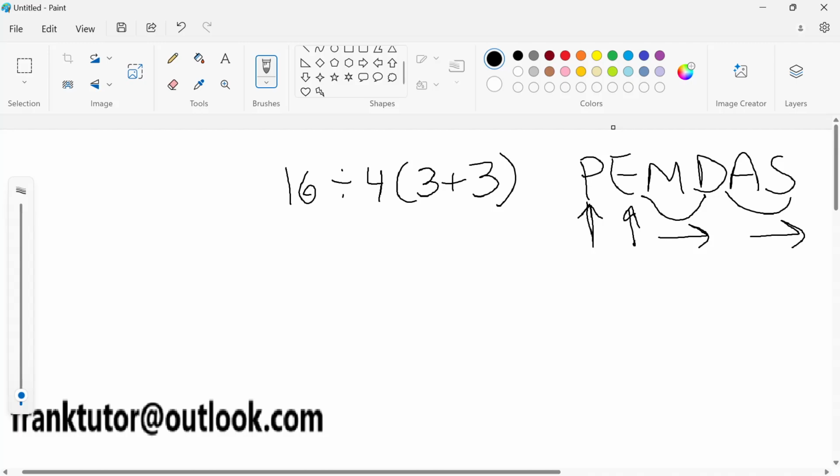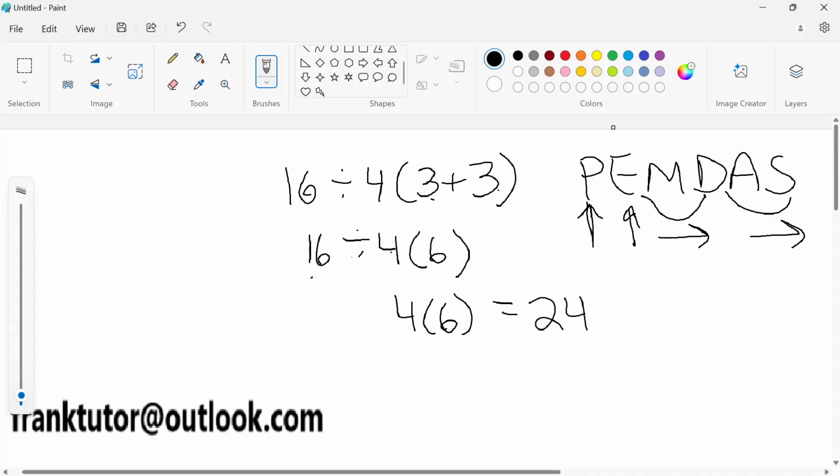So I'll do parentheses first. 3 plus 3 is 6. 16 divided by 4 times 6. Now I've only got multiplication and division left. I'm going to do it left to right. 16 divided by 4 is 4. 4 times 6 equals 24.